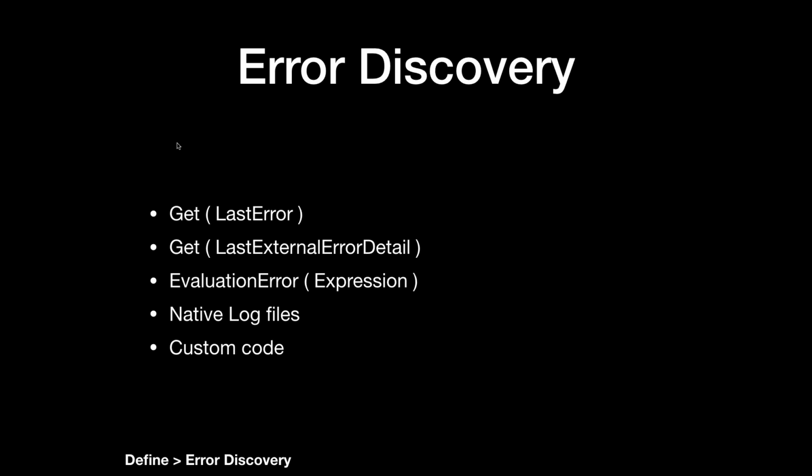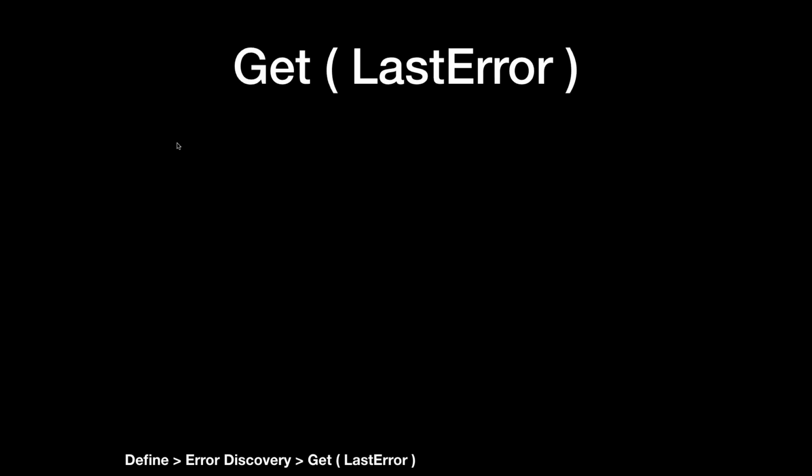You'll probably be familiar with some or all of these functions. We've got getLastError, which we saw in the demo, getLastExternalErrorDetail, and EvaluationError, which is maybe less well known. That's a great function. And then we have the native log files in FileMaker Pro and Go and Server. And then we have custom code, right? It's FileMaker, so you can do whatever you like to decide that there's an error. You can just write code.